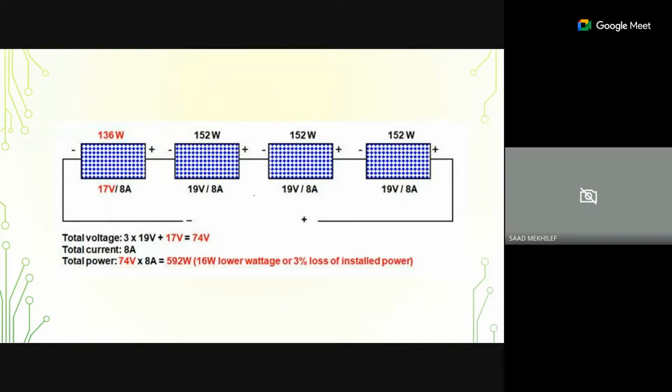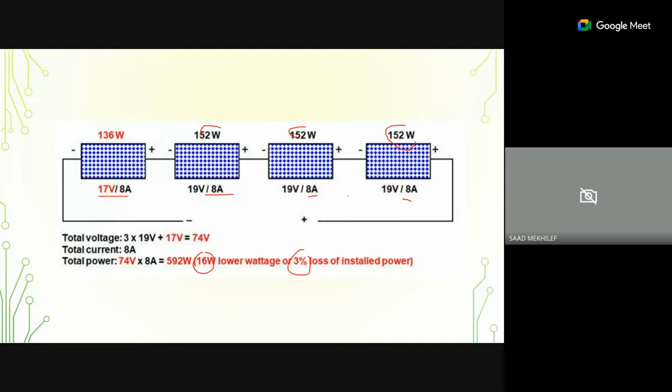Okay, so if you have one panel, for example here, all the panels are 19.8 volt, 19.8 volt, 19.8 volt, but this one is 17.8 volt. There is a voltage drop. So the total voltage actually is 3 times 19, you get the total voltage. But the total current is 8, because all of them are 8, right? But the total power is this multiplied by 10. Okay? So we have a 16 watt power lower, which is installed.